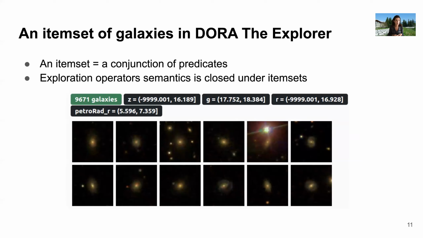So let's look at this a little more specifically, and I'm going to be illustrating a system that we built called DORA. This system is based on a data model that models sets of galaxies, so item sets, as a conjunction of predicates describing the galaxies. And the operators that will be applied to navigate in the space are defined in such a way that they're closed under this item sets data model.